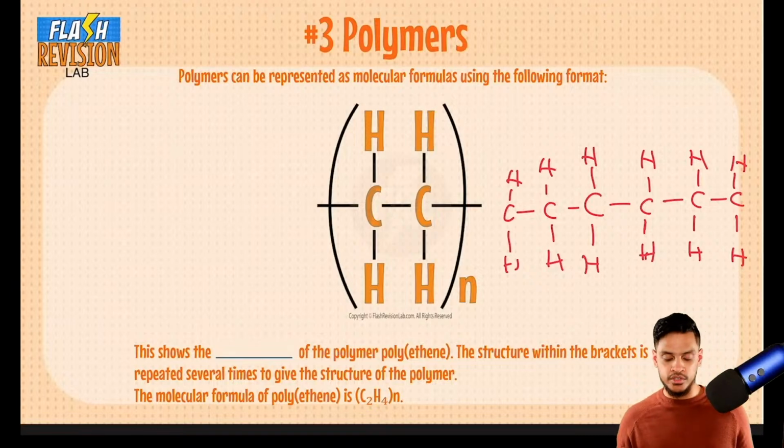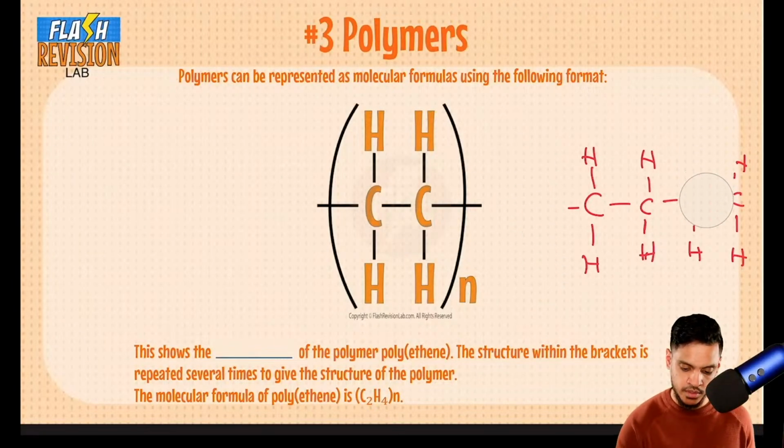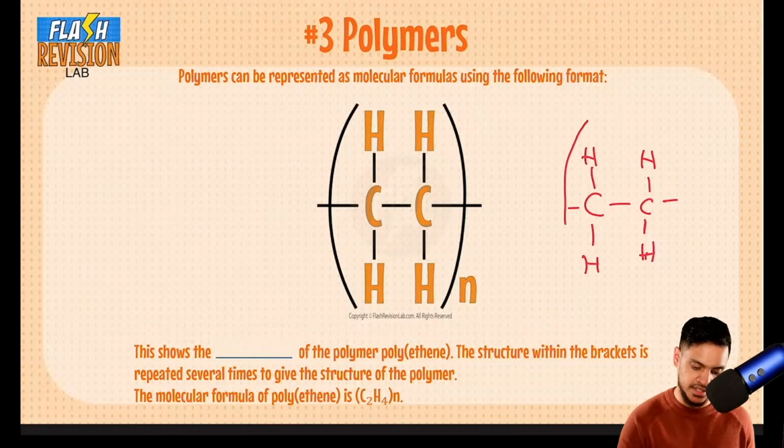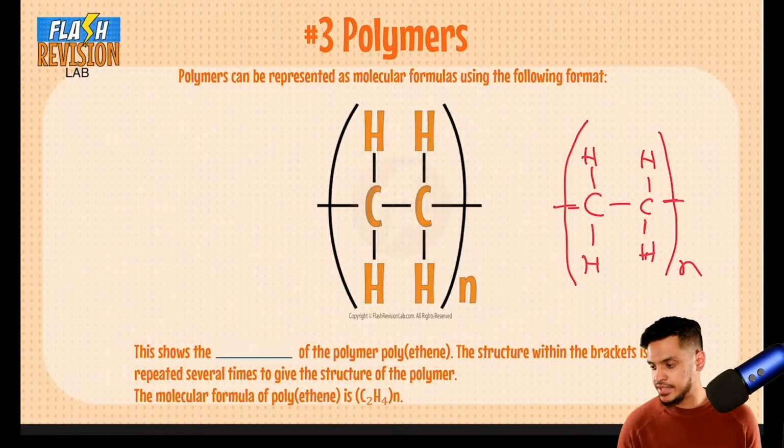So to show the displayed formula, we want to simplify that as much as possible. So we just show one section of it. That's a repeating unit. We're showing that all of this is repeating n times. n is just a number. It could be 1,000 times, it could be 10 times, it could even be 2 times. But it's a number that we don't know, and it's repeating that many times.